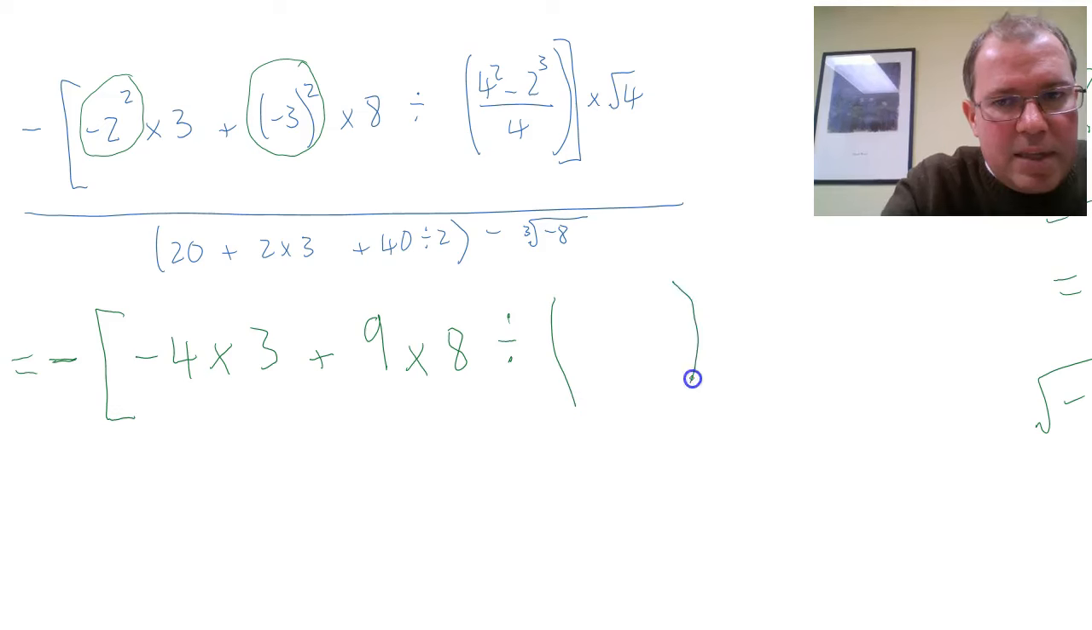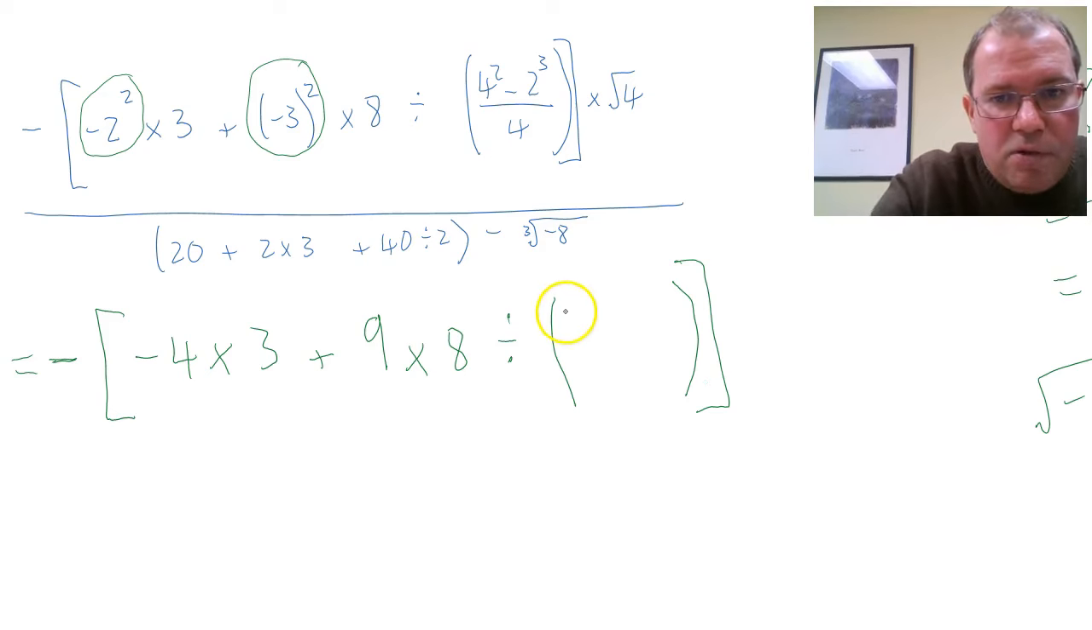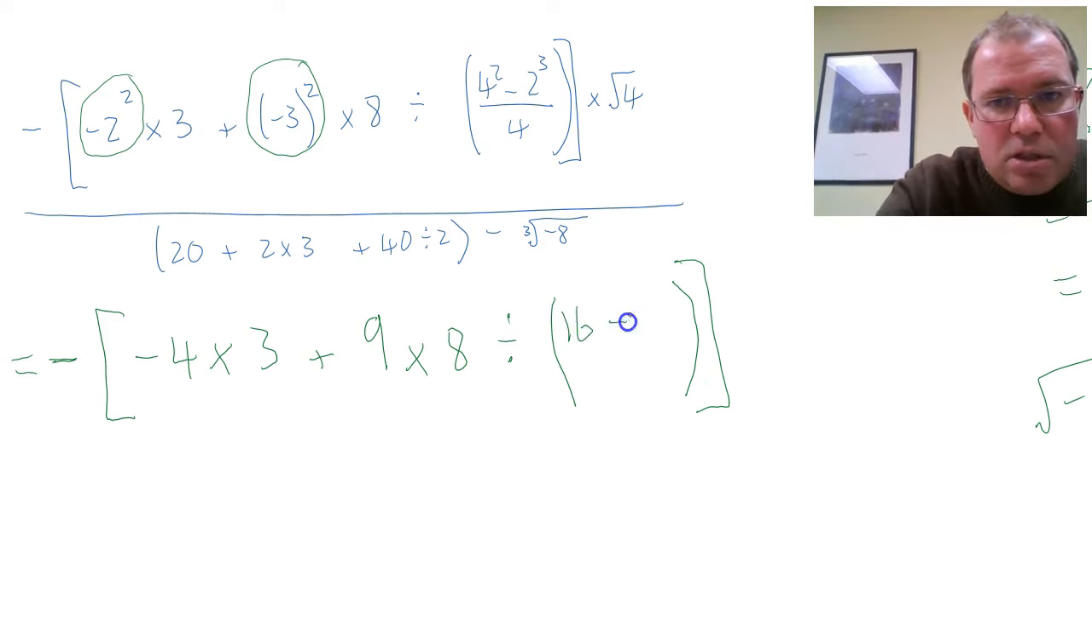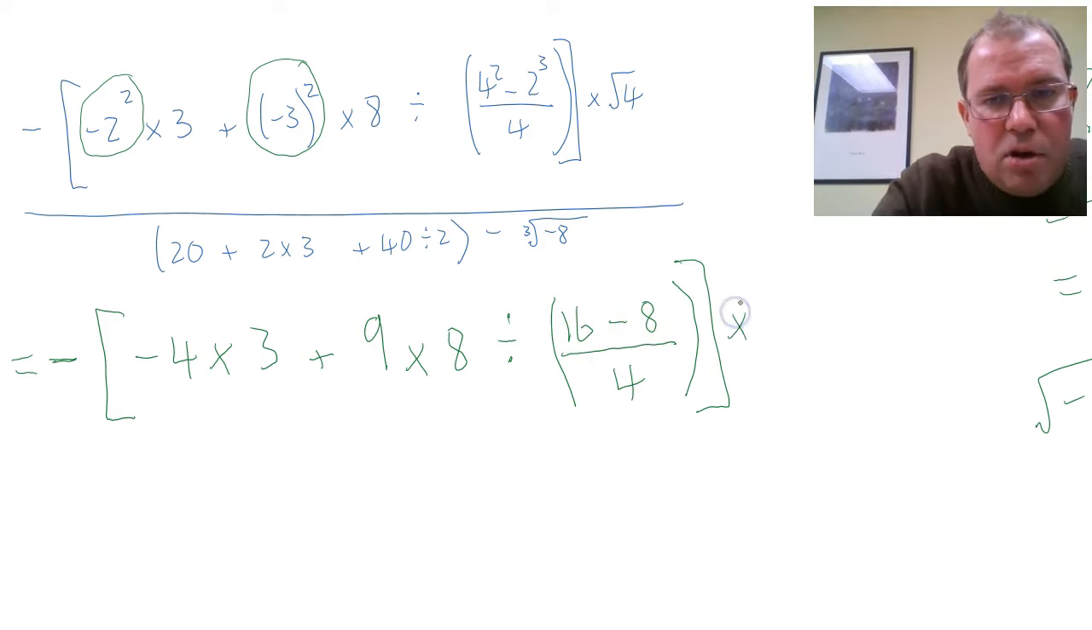let's have a look inside this bracket. So if we look inside this bracket here, I've got 4 squared - 2 cubed, all divided by 4. Well, my order of operations say I need to sort those powers out first, those indices, exponents. So 4 squared is 16, and 2 cubed is 8. Divided by 4, and I'm timesing the whole thing by √4.